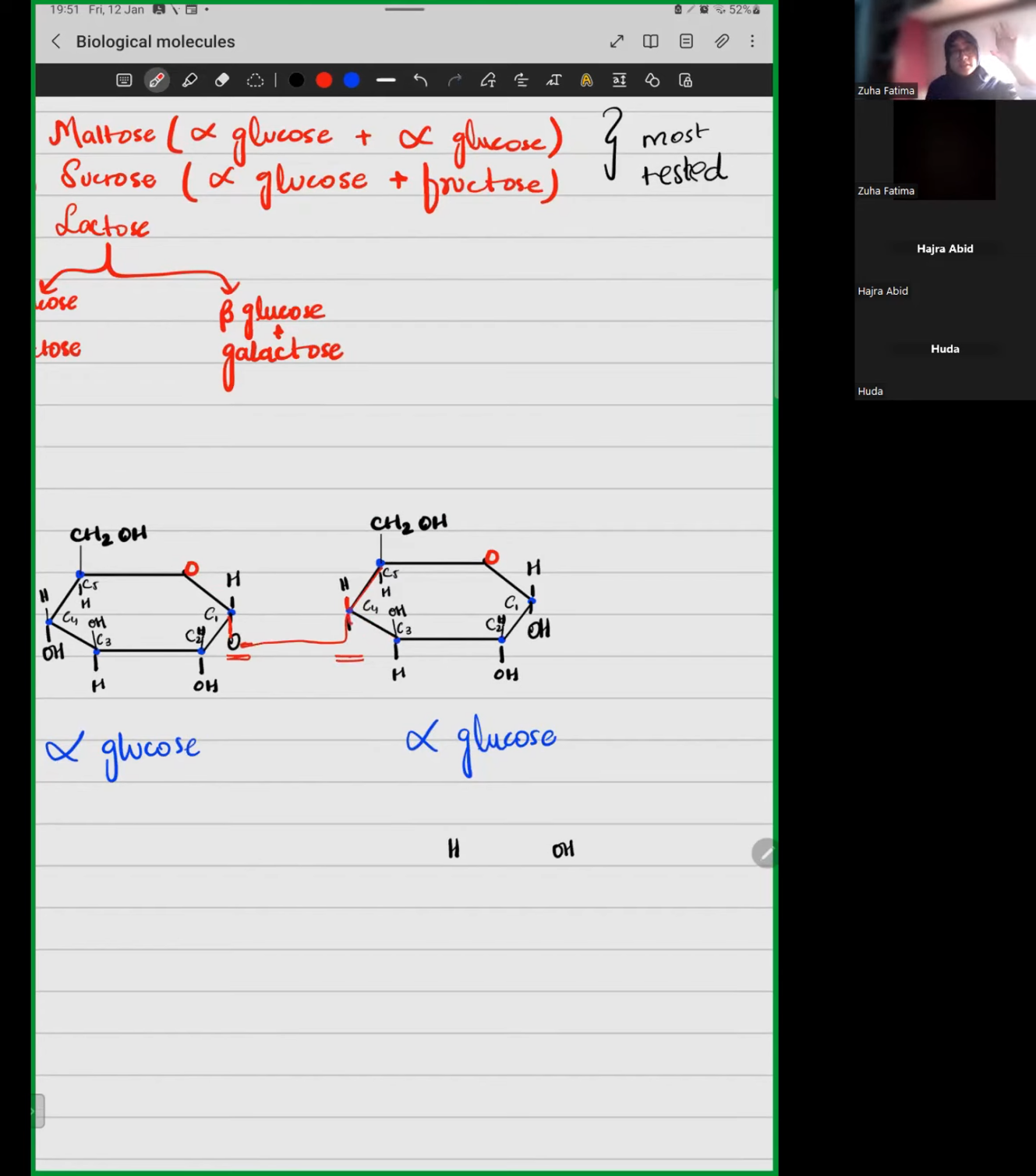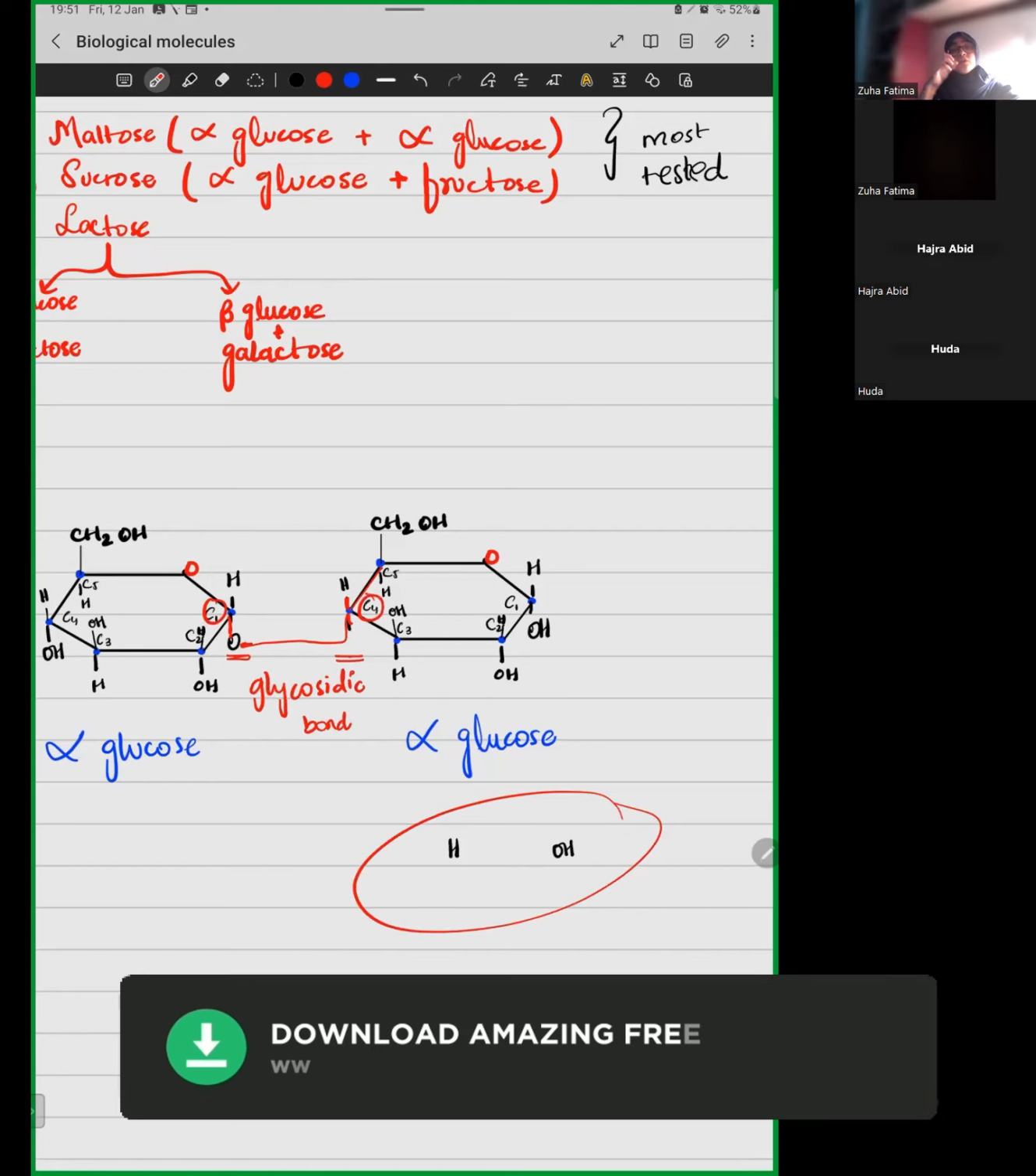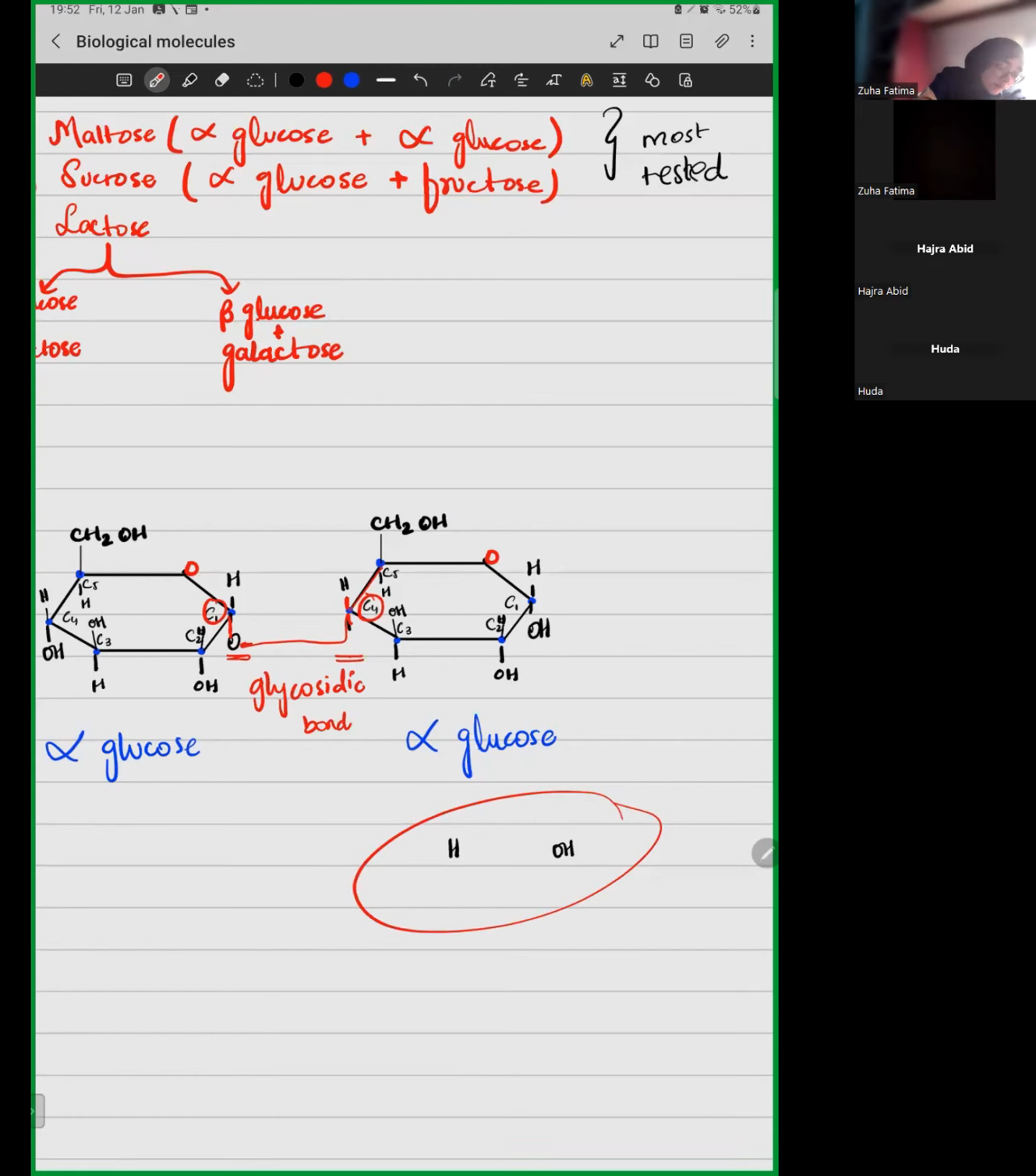Basically, the oxygen and the carbon would form a bond once the water molecule is removed, and this bond is called a glycosidic bond. And because it is made between carbon number 1 of one alpha glucose and carbon number 4 of the other alpha glucose, we specify which two carbons are involved in forming the glycosidic bond. So because carbon 1 and carbon 4 are forming this glycosidic bond, this connecting linkage between these two alpha glucose, we call this bond an alpha 1,4 glycosidic bond.